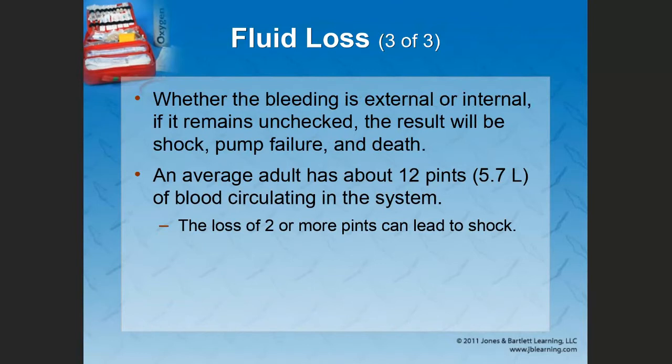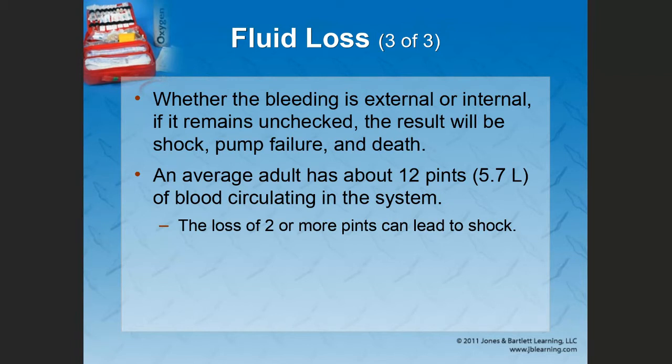Whether the bleeding is external or internal, if it remains unchecked, the result will be shock, pump failure, and death. An average adult has about 12 pints, that's 5.7 liters of blood circulating in the circulatory system. A loss of 2 or more pints can lead to shock. Right? And just keep in mind that if a patient loses up to 500 mLs of blood suddenly, they will start to show signs of shock.